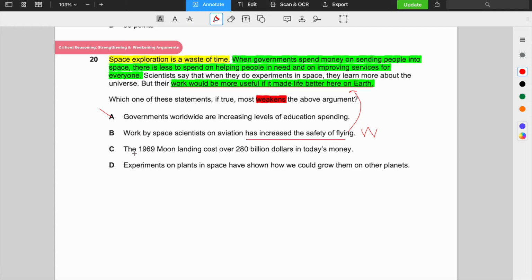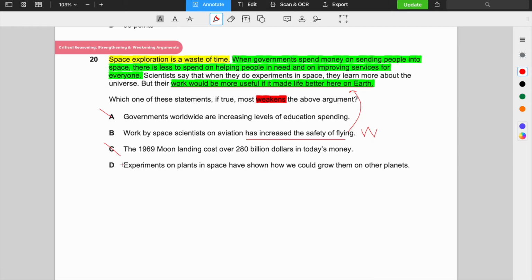Option C, the 1969 moon landing cost over $280 billion in today's money. Well, this is pretty much substantiating the claim that space exploration requires a lot of money, right? Money that might be better spent on other things. So that's not weakening, that's almost strengthening.